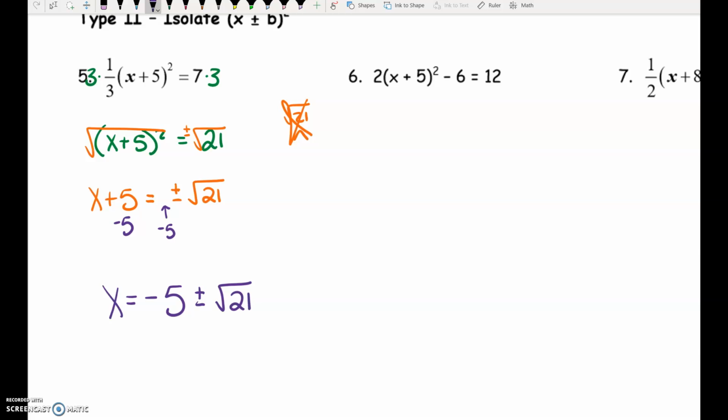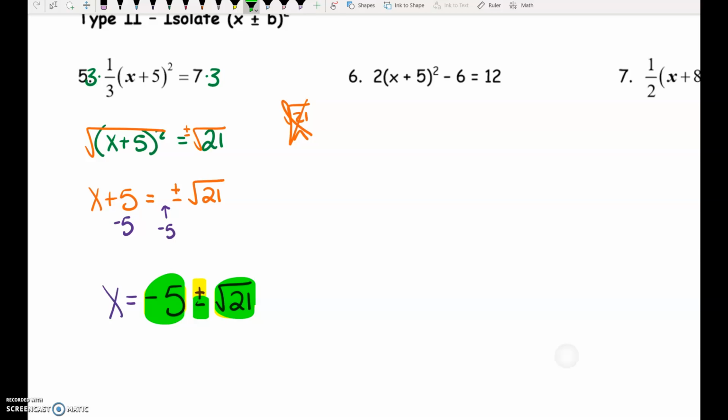Now, you remember that what we're actually doing is we're finding the x-intercepts, right? If you wanted to find exactly where this parabola crosses the x-axis, you would have to do 2 problems. The first problem would be -5 plus the square root of 21. Then you would do -5 minus the square root of 21. And those 2 problems would give you the 2 decimal answers where that parabola crosses the x-axis.